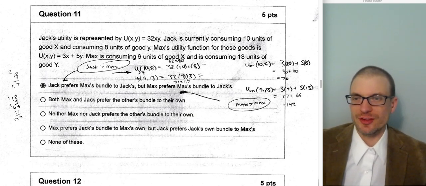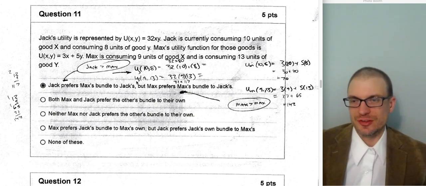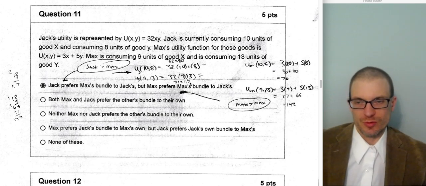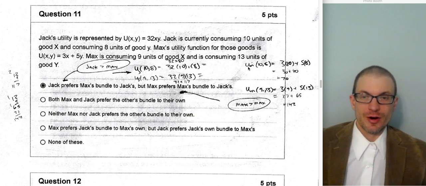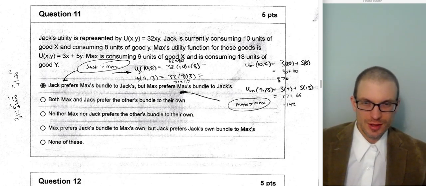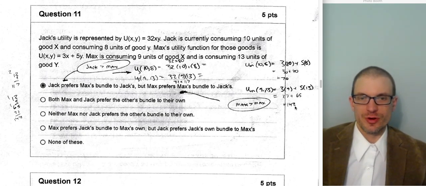So here is Jack's utility for Jack's bundle. It's going to be 32 times 80. Here's Jack's utility for Max's bundle. It's going to be 32 times 117. Okay, Jack likes Max's bundle better. All right, here's Max's utility for Jack's bundle. It's going to be 30 plus 40 is 70. Here's Max's utility for Max's bundle. It's going to be 27 plus 65 is 92.